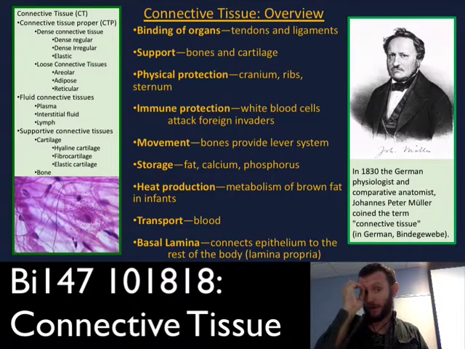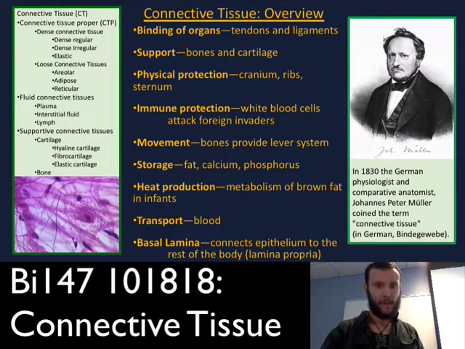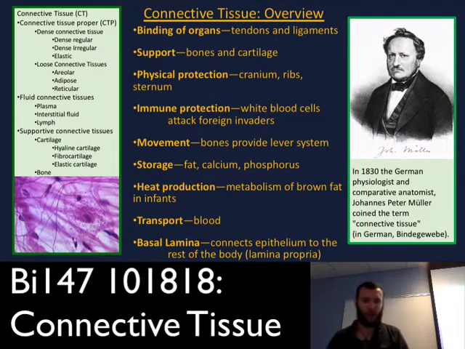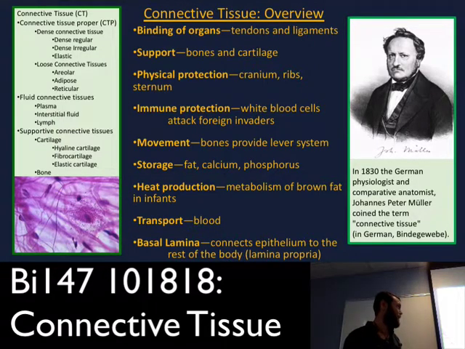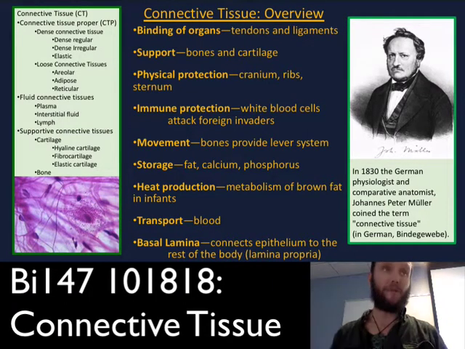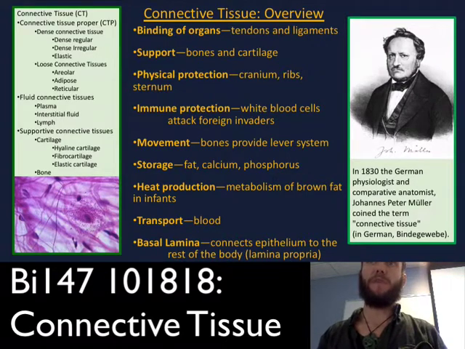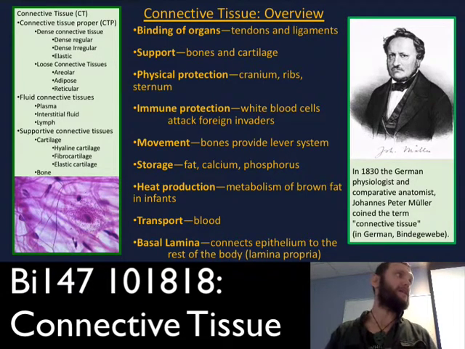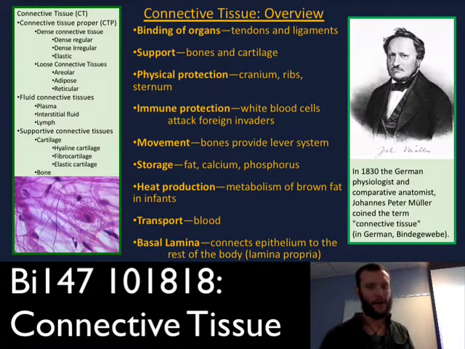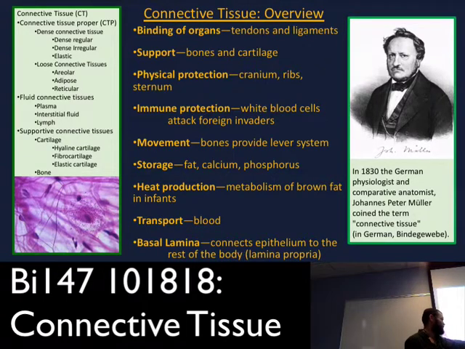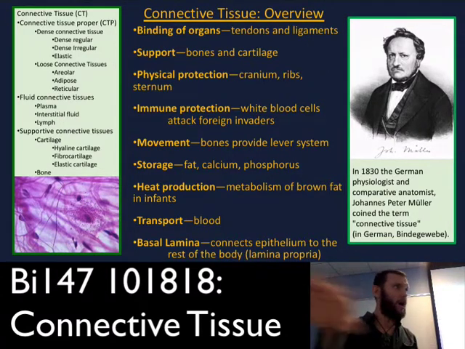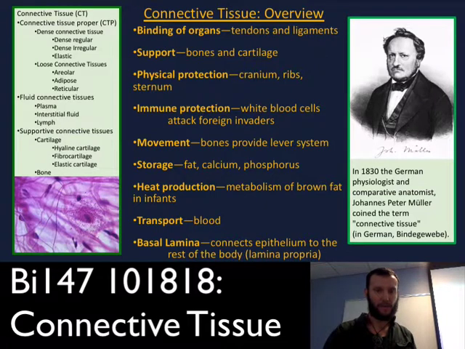We'll also talk about that a little bit in the next lecture, next PowerPoint. Heat production. So muscles are able to generate heat, but also the metabolism of brown fat in infants is one way that babies generate heat. I'm not going to talk about that because it doesn't really relate. Obviously, blood is transport, and then the connective tissue serves as the basal lamina, the stuff that underlies the epithelium to the rest of the body.